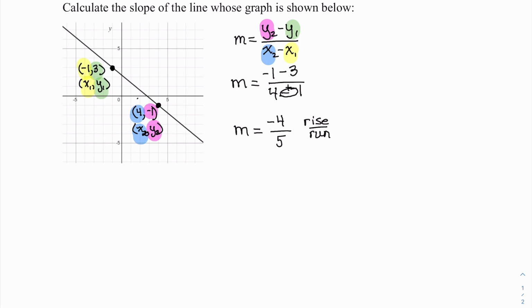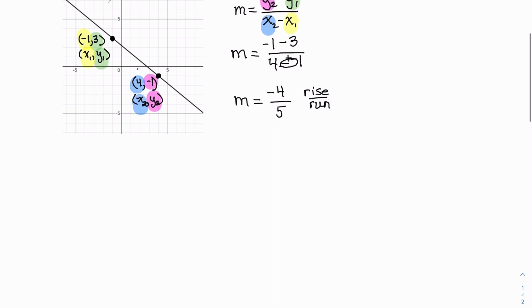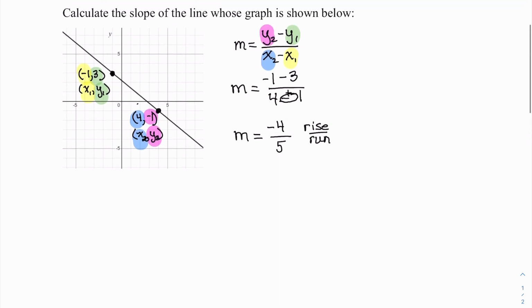So if I started at this point, I would go down 1, 2, 3, 4, and right 5, 1, 2, 3, 4, 5, and I would get to that other point on the line, which again, counting that would be another way to find our slope. So here we have the slope of this line is -4/5.